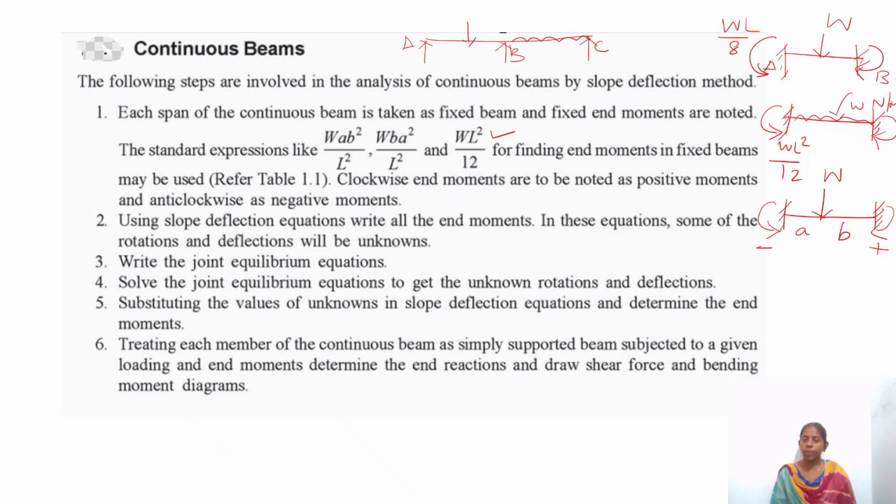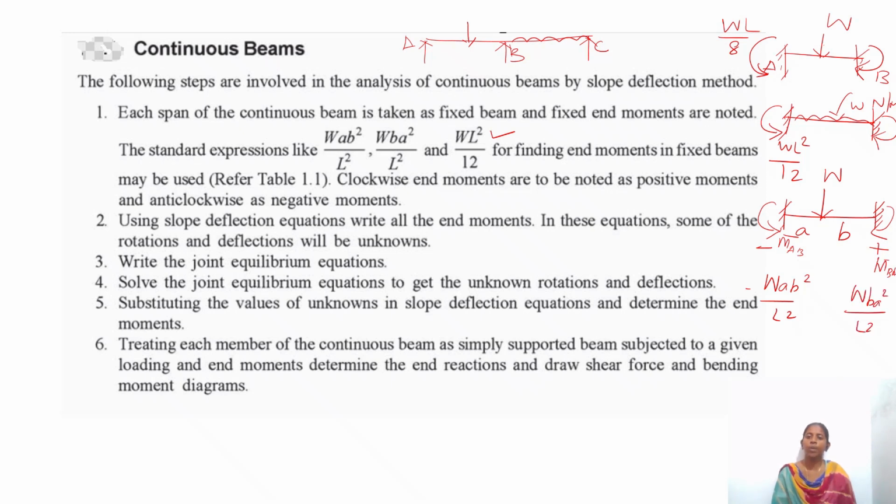And the moment from A to B, M bar AB, is equal to W A B square by L square. Next, M bar BA is equal to W B A square by L square.